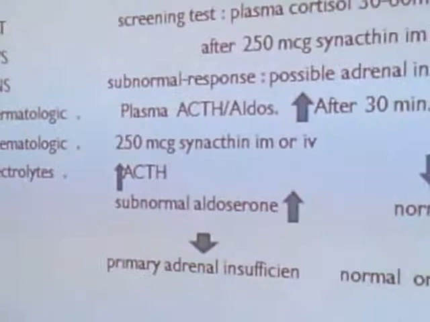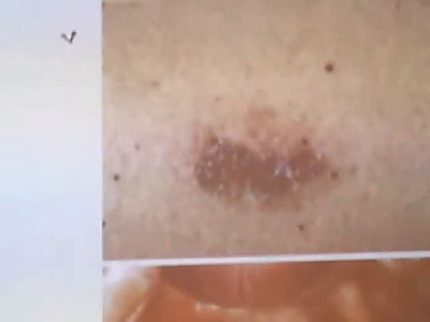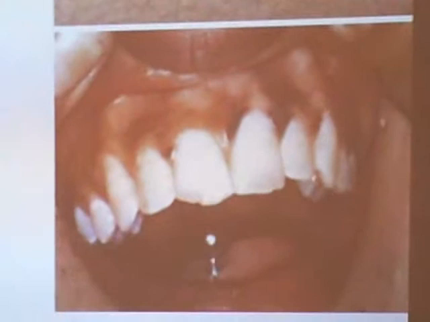You see the picture in front of you. You see emaciated face, drowsy, confused, mask-like face, pallor, anemia, and hyperpigmentation of the skin and your oral cavity if you open the cavity. The second picture is related to hyperpigmentation, brown-black pigmentation in the skin, and you see the oral cavity pigmentation in the third slide in front of you.